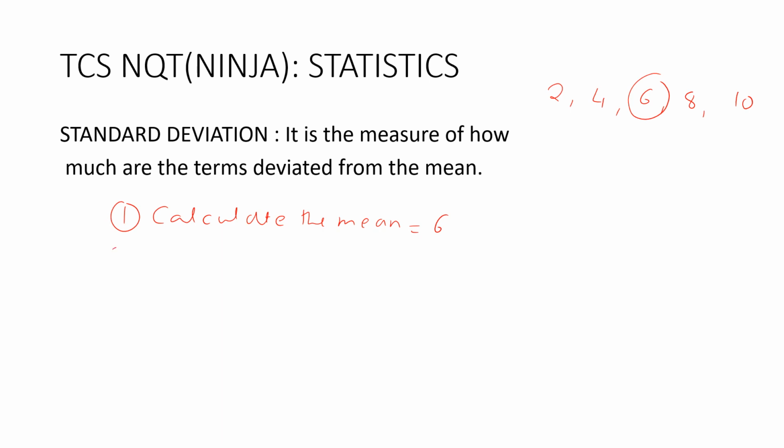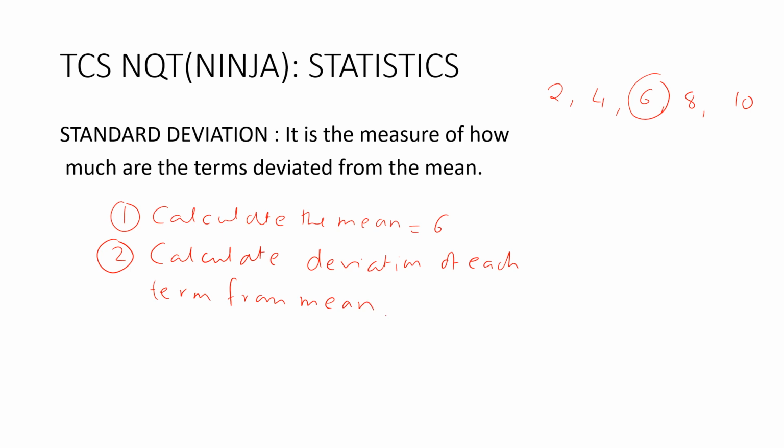Now the second step is to calculate the deviation of each term from the mean. First of all, what is deviation? Deviation means at what distance the term is located from the mean. So if I want to calculate the deviation of 2 from 6, you would say it is deviated by 4 units. How much is the second term 4 deviated from the mean? You would say it is deviated by 2 units.